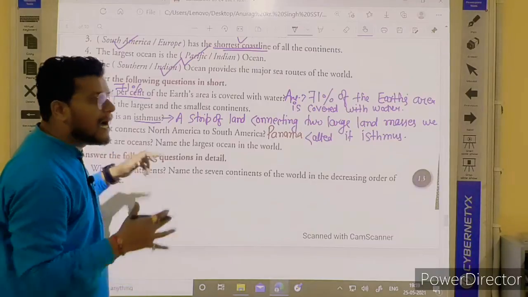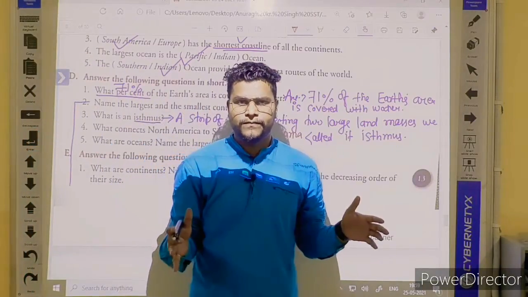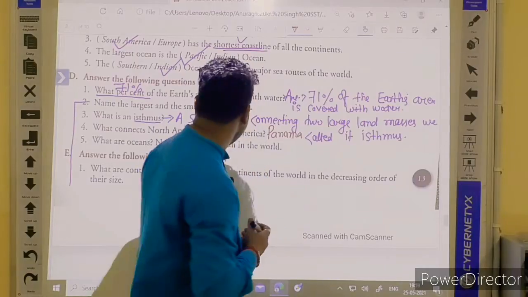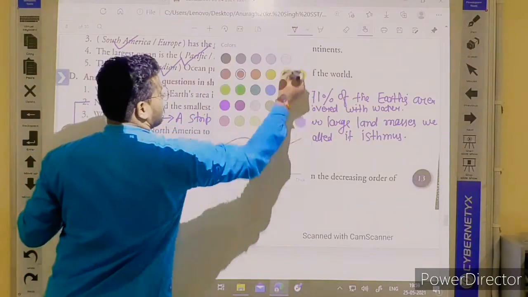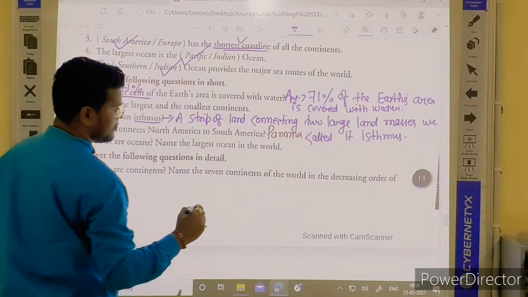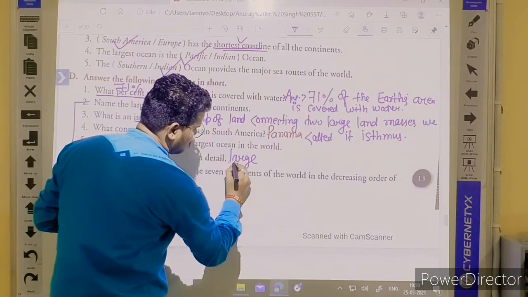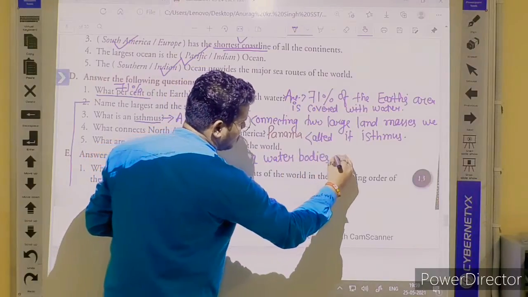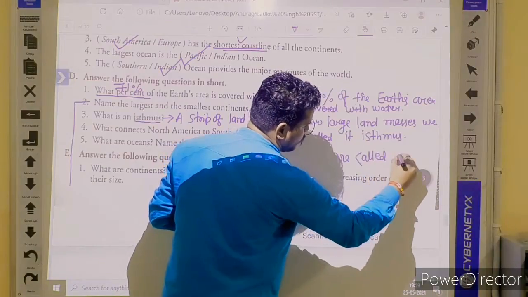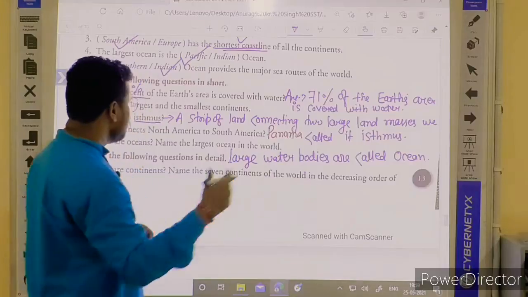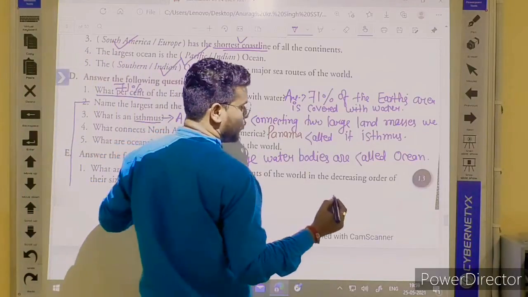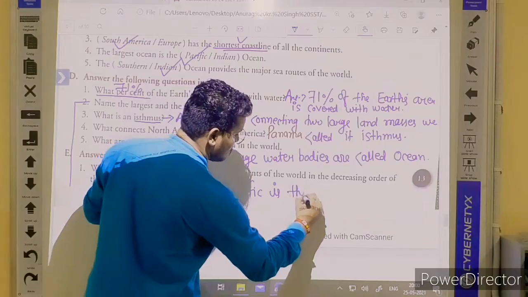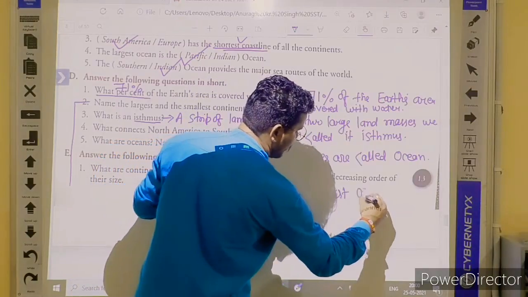What are oceans? Large masses of water. You can say large water bodies are called oceans. So here our definition is large water bodies are called oceans. Now name the largest ocean. Which is the largest ocean? Pacific. Pacific is the largest ocean.